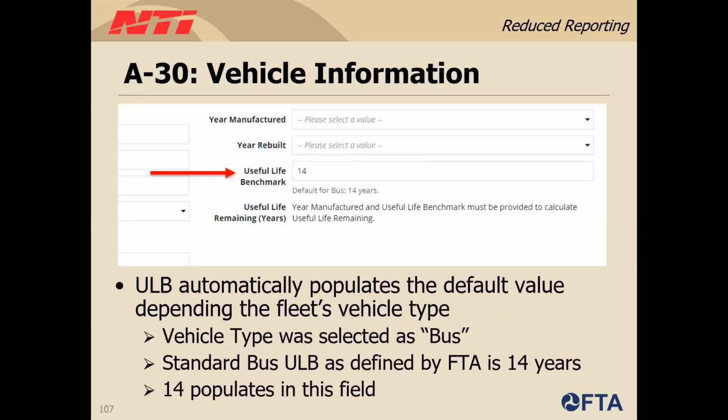For example, the vehicle type for this fleet is selected as bus. The standard useful life benchmark for buses as defined by FTA is 14 years. Thus, a value of 14 will populate in this field. Agencies then have the option to report a value that is different from the default.